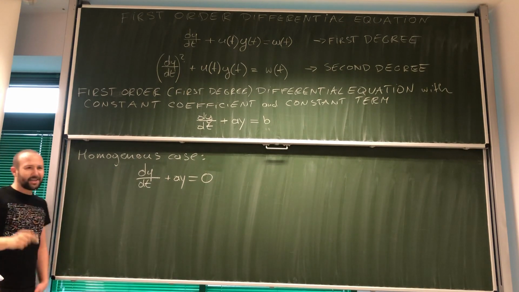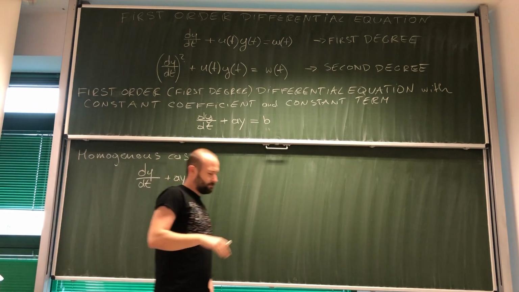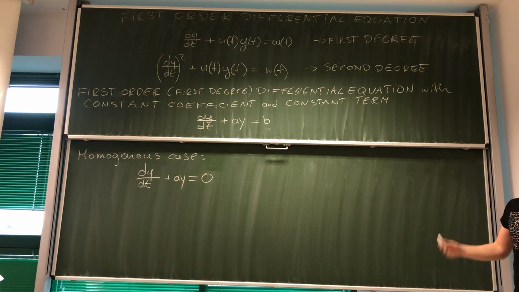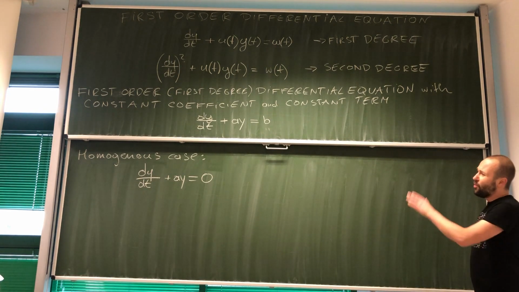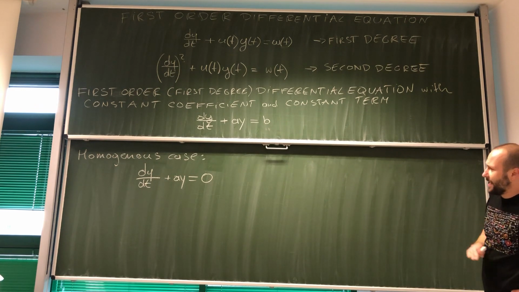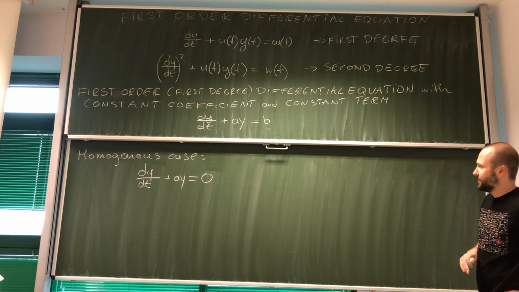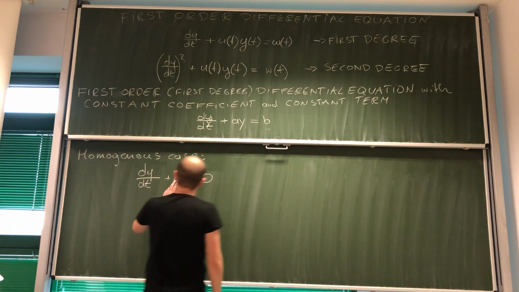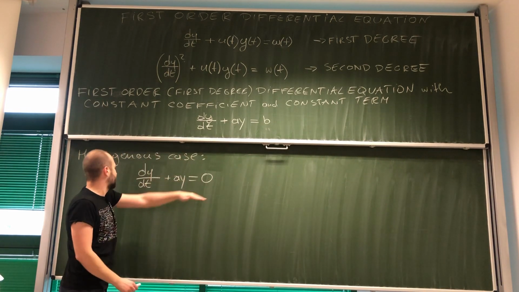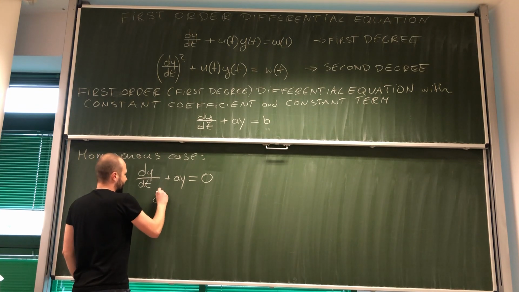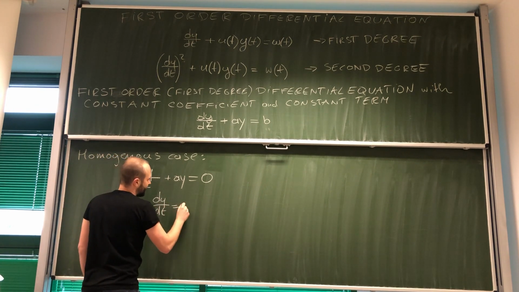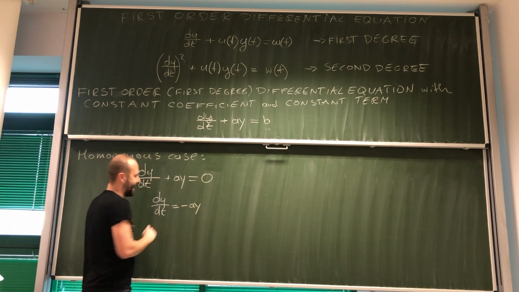And actually, even without any additional knowledge, just using what we already know about integration, we can figure out an easy way to solve this differential equation. Well, what would we do first? First, we should probably move this to the other side of the equation. So we get dy/dt equals negative ay.